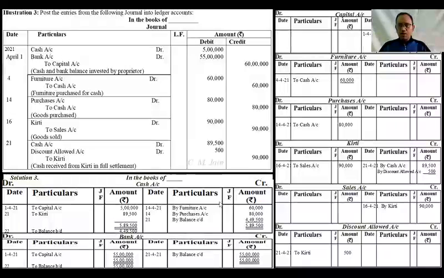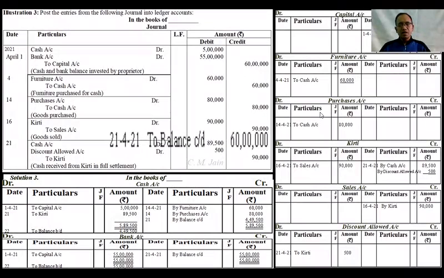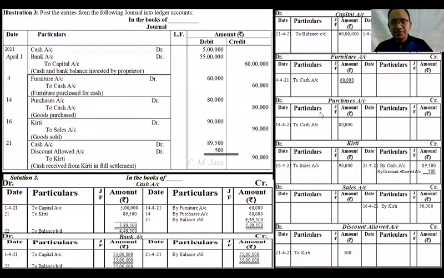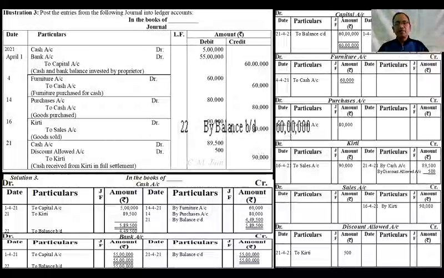Written. Okay, now capital account. Capital account is again a permanent account, personal account. So this will also be closed. There is no amount on debit side. On credit side, we have two amounts. The total is 60 lakh. So on debit side, we will write 21st April 21, to balance carried down 60 lakh. Then total on both sides. And then on credit side, 22nd April, by balance brought down 60 lakh.